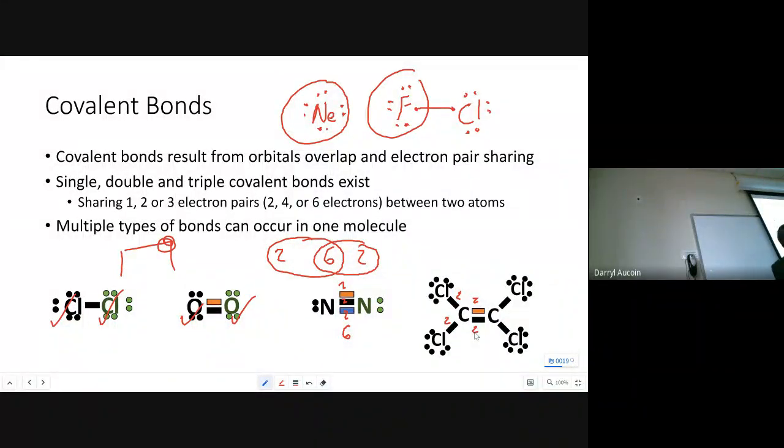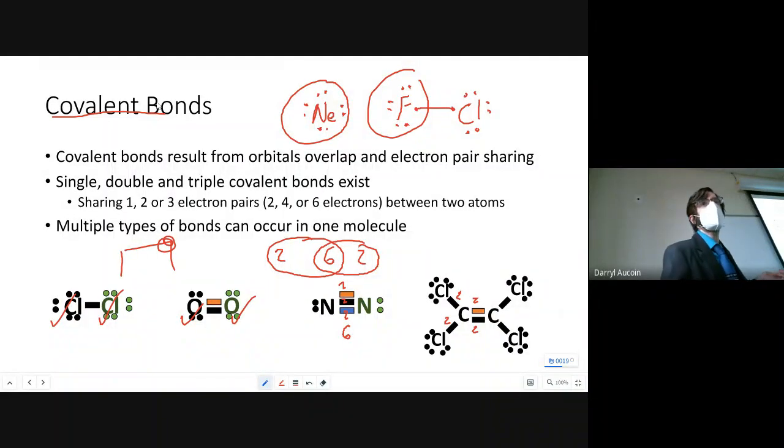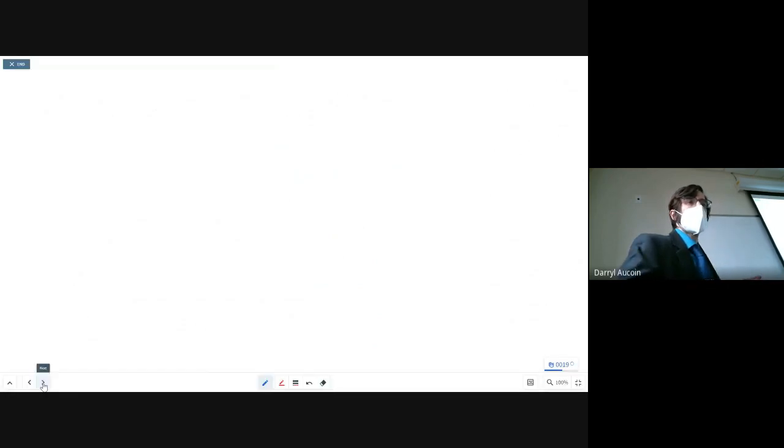So these are going to form what we call covalent molecules, or covalent bonds. On our periodic table, certain atoms are going to form these covalent bonds, and other atoms are going to form a different type of bond, which is called an ionic bond. That varies with what atoms we're working with.